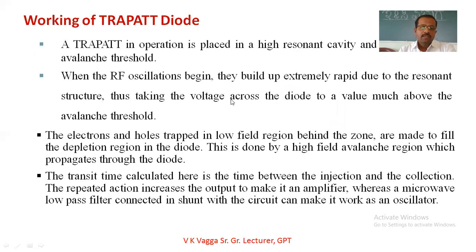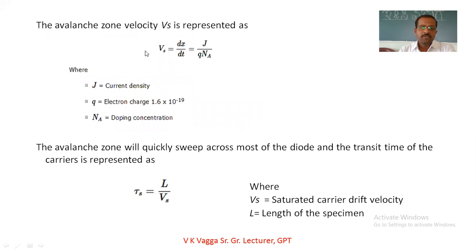Okay, and next, if you see the equation, the avalanche zone velocity Vs is equal to dx by dt, which is indicated as J divided by Q into Na. Here J is the current density, Q is the electron charge, and I think you know the value of the electron charge. It is equal to 1.6 into 10 to the power of minus 19. Na is the doping concentration.